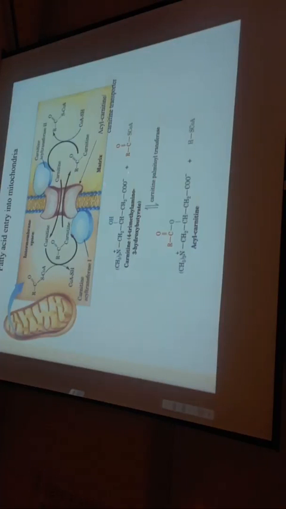So we now form, from this conjugate between our fatty acid and coenzyme A, take the fatty acid residue and link it via an ester bond here to carnitine to form an acyl carnitine.